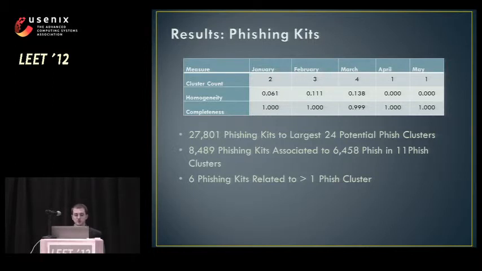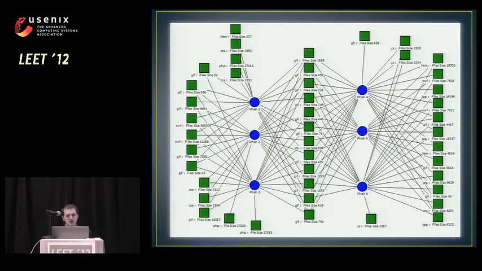When we examined those, we saw that there were only 6 phishing kits that related to more than one fish cluster, which indicated that we might be actually accomplishing our goal. Although, since we only had 11 phishing clusters that we evaluated this way, that only gives us limited assurance that we were able to do that. So let's break into a specific example.